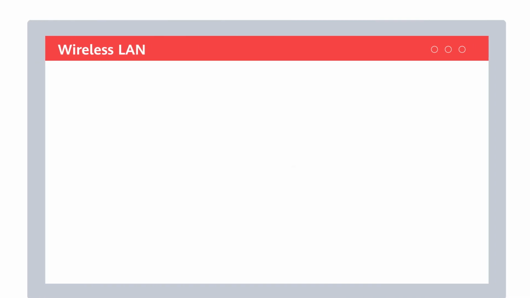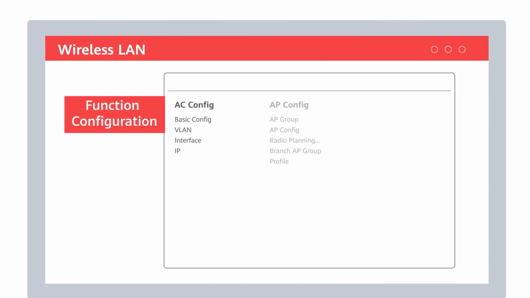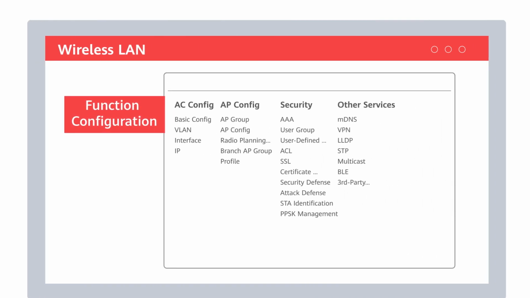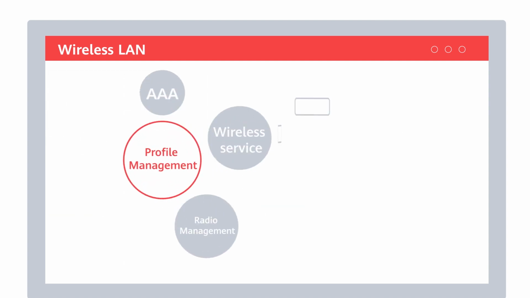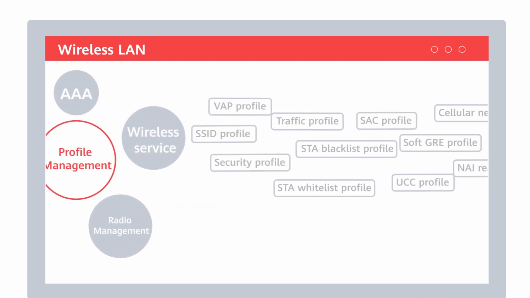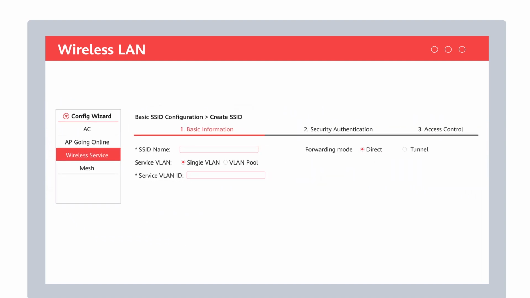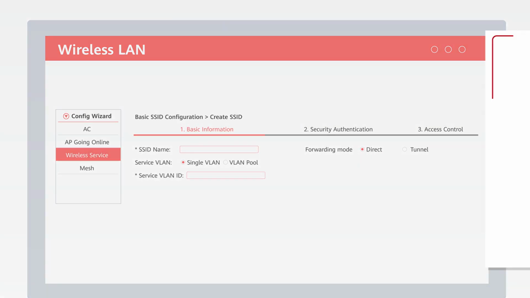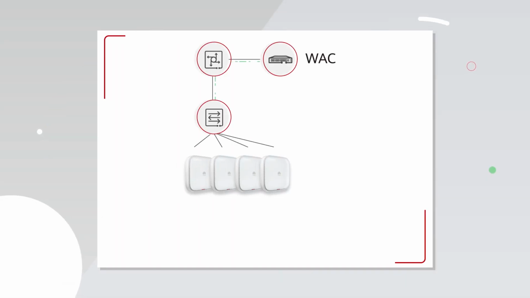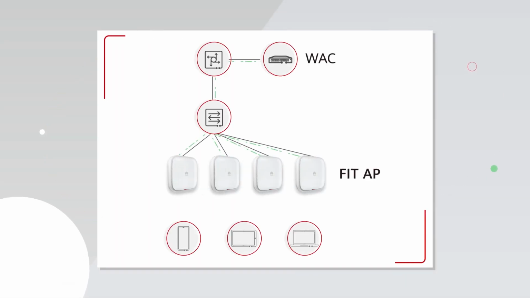To further simplify AP configurations, the web system provides a configuration wizard. This allows you to quickly configure a large number of APs without needing to search for parameters or understanding the sequence of setting parameters. Before configuring APs through the web system, configure network connectivity between the WAC and APs so that configurations on the WAC can be delivered to APs in real time.